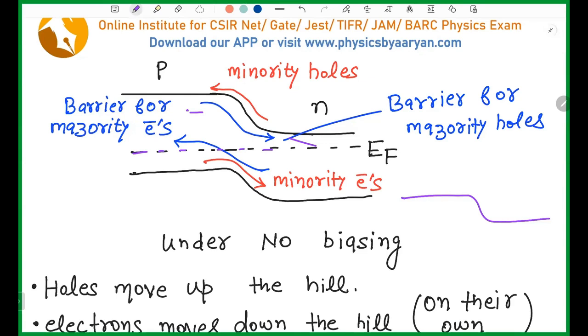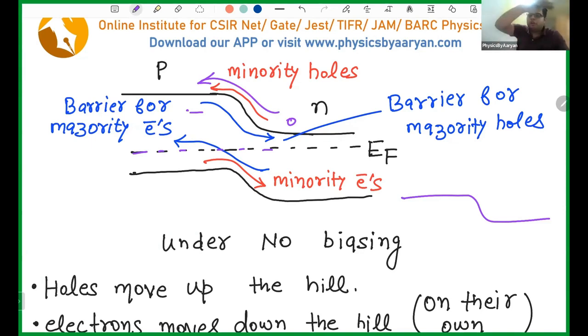Majority, minority. In N, are the holes minority or majority? Minority. So minorities are moving by themselves. I'm not applying any battery. By default, a hole has the property that it can move up the hill. So holes are moving by default.